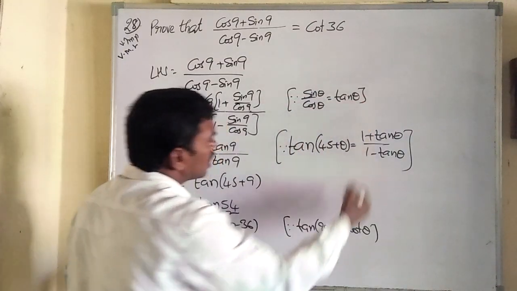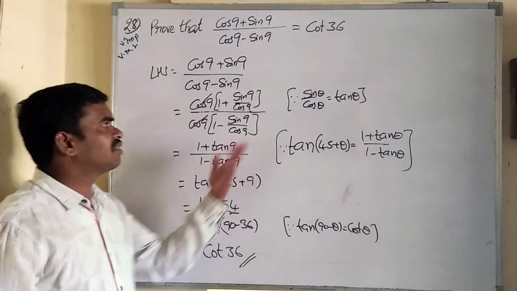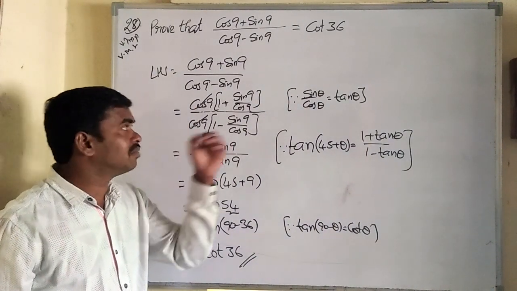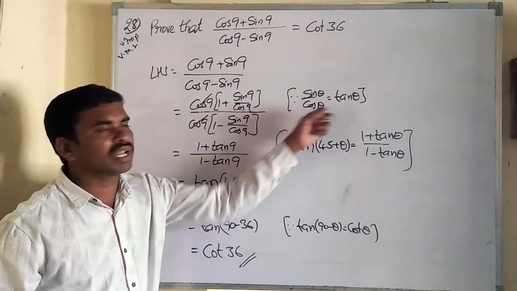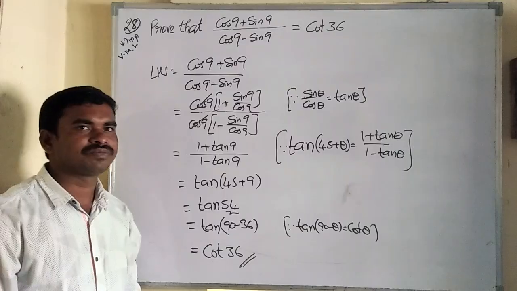Okay, now note down on the side, for the future, at revision time. Sin by cos means tan theta. How did we get it? Because of applying the formula. In that way you can understand.